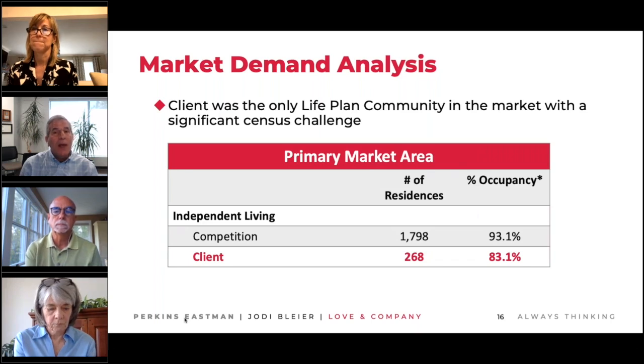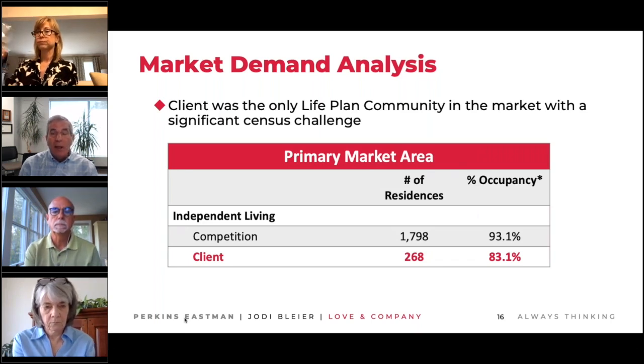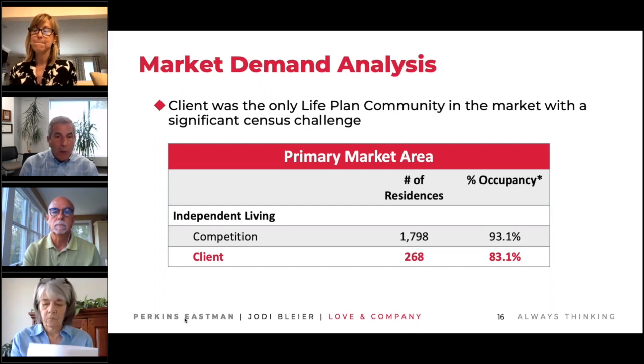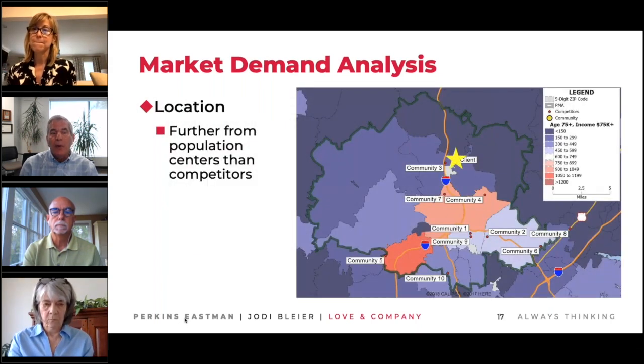However, another thing we found was that our client community was the only life plan community in that metropolitan market with a significant census challenge. They were stuck around 83%. Everybody else was hovering at 93%. So this just increased that question of why. So we started looking at a number of different tools. One of the things we look at is a heat map. In this particular case, this is a heat map showing the density of age and income qualified prospects in their market area.